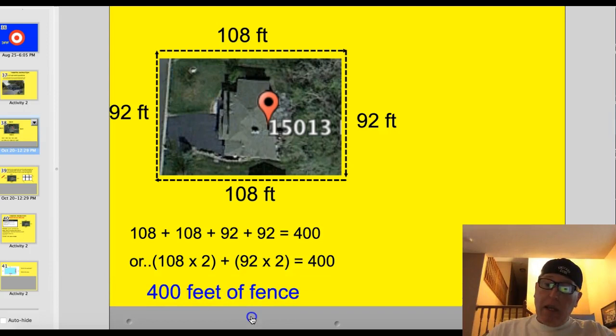Okay? That's the perimeter. Notice it's linear. You could just be walking the perimeter of this. So therefore, it's just 400 feet. It's not square feet. It's linear feet, or just plain feet.